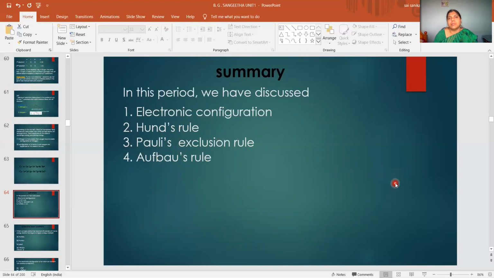Explain with one example, 3 marks. Explain with 2 examples, 5 marks. Like that you get the question. So the frequently asked questions for 1 mark: write the statement of so-and-so rule. What is electronic configuration? Define electronic configuration.